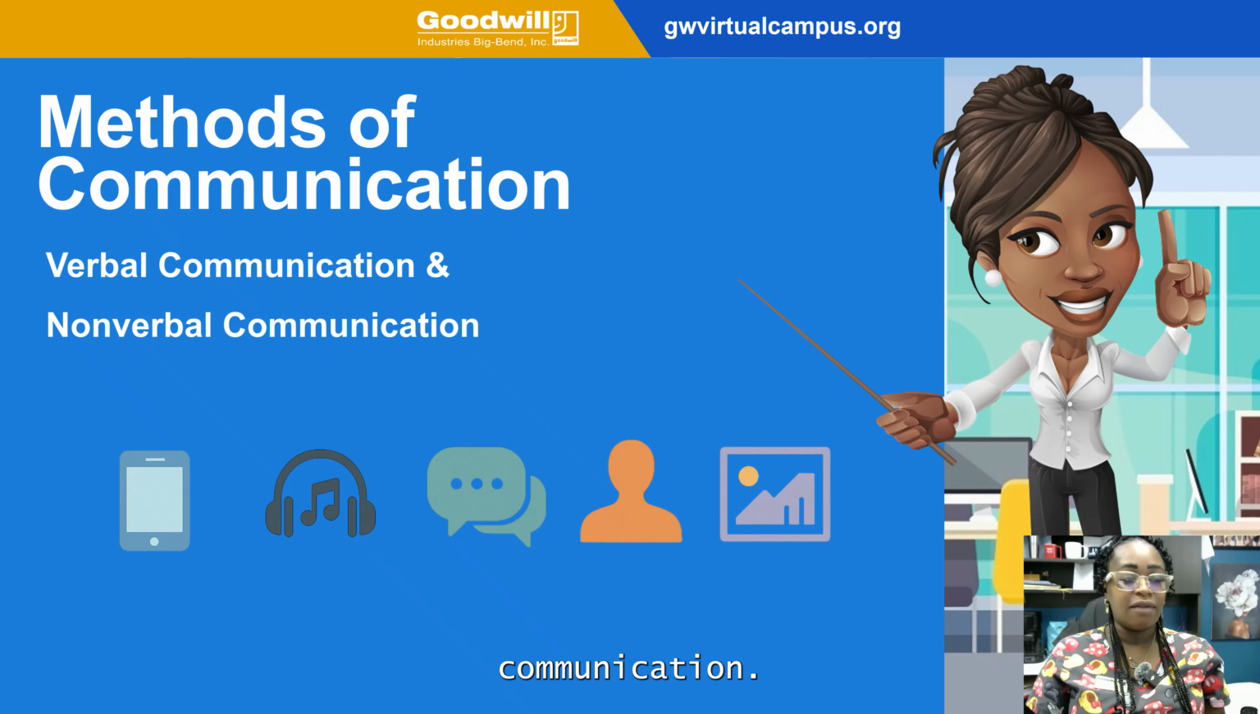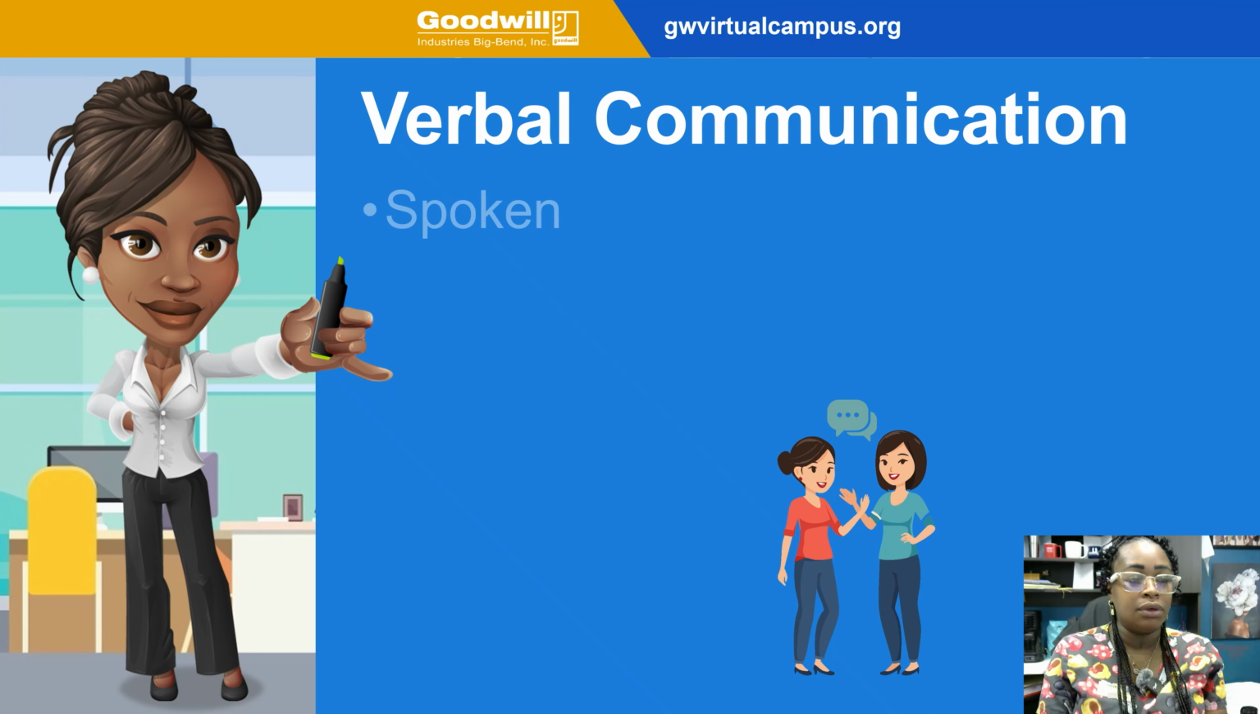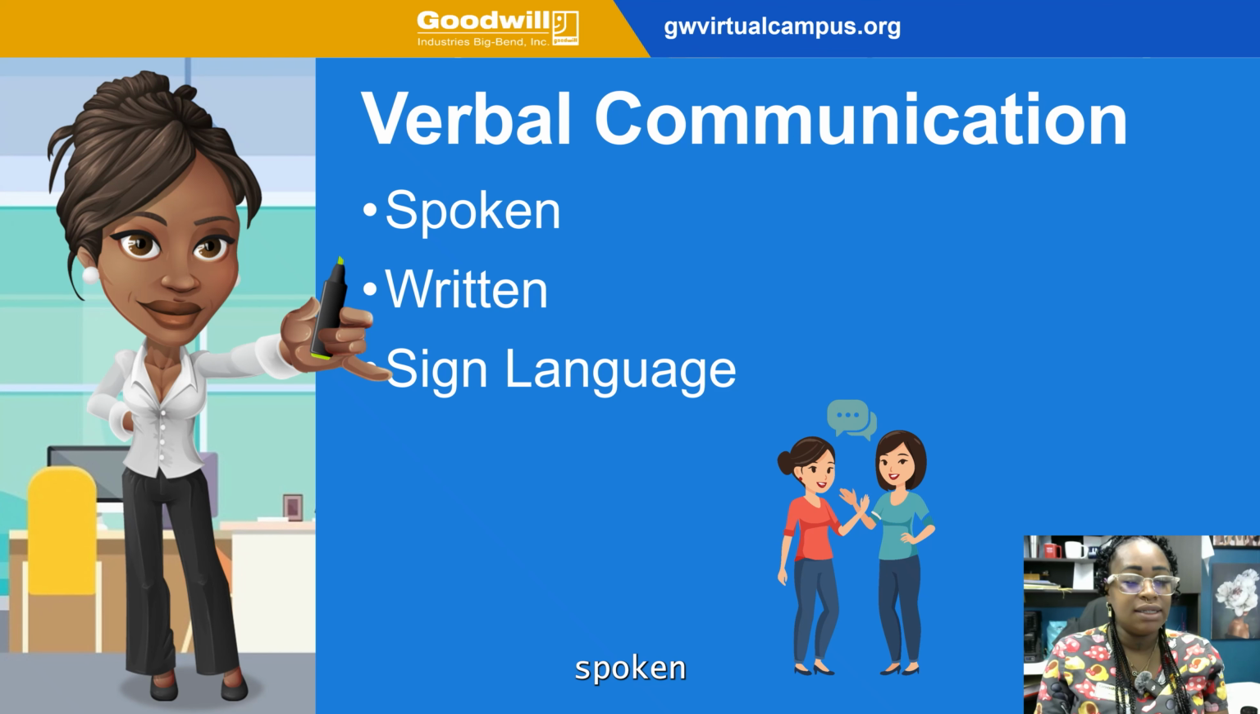Methods of communication. We've got verbal communication and nonverbal communication. We're going to jump right in and talk about the difference of the two. With verbal communication, it could be spoken, written, and sign language. That's actually speaking something, writing something that comes from our brain, and sign language, which is communicating without words.